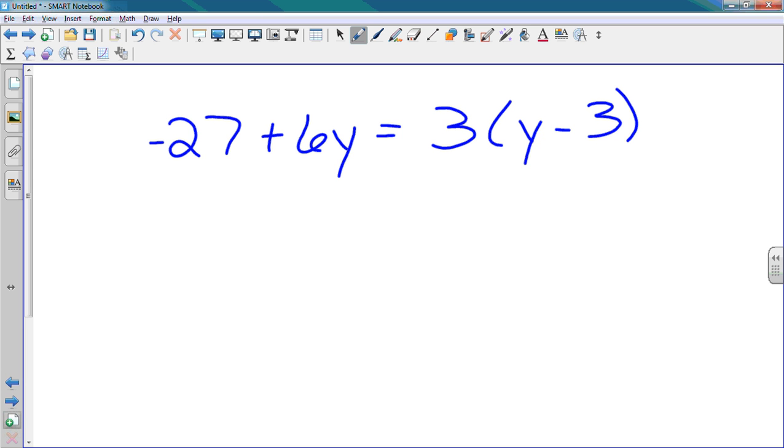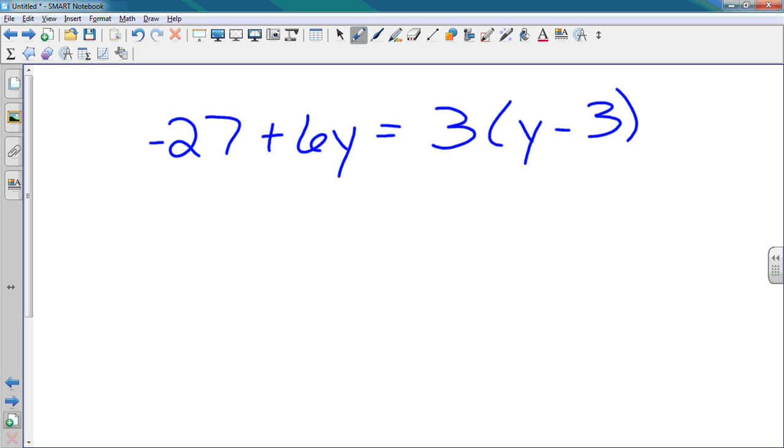First thing I'm going to do is locate the variables. You can make steps for this. Those of you who struggle at solving equations, make these steps. Step 1, locate the variable. Well, I have a y on both sides. Step 2, look around the variable. Look at all the numbers surrounding the variable.